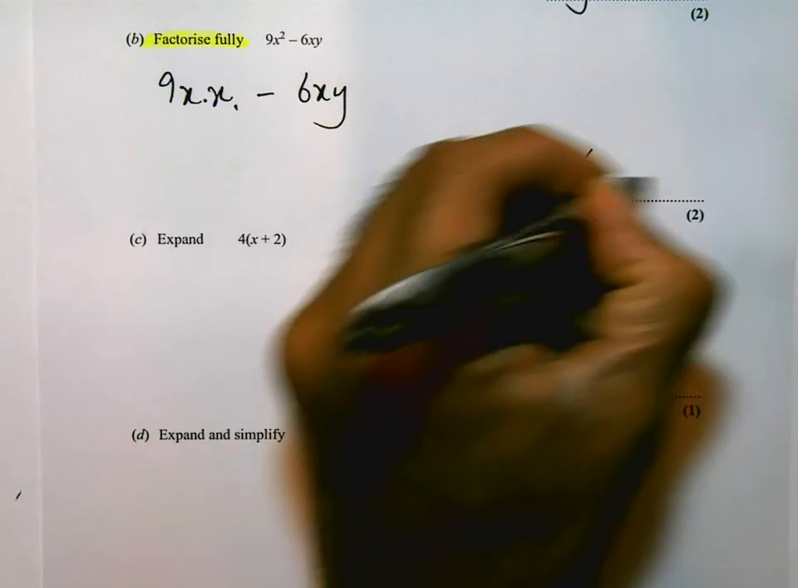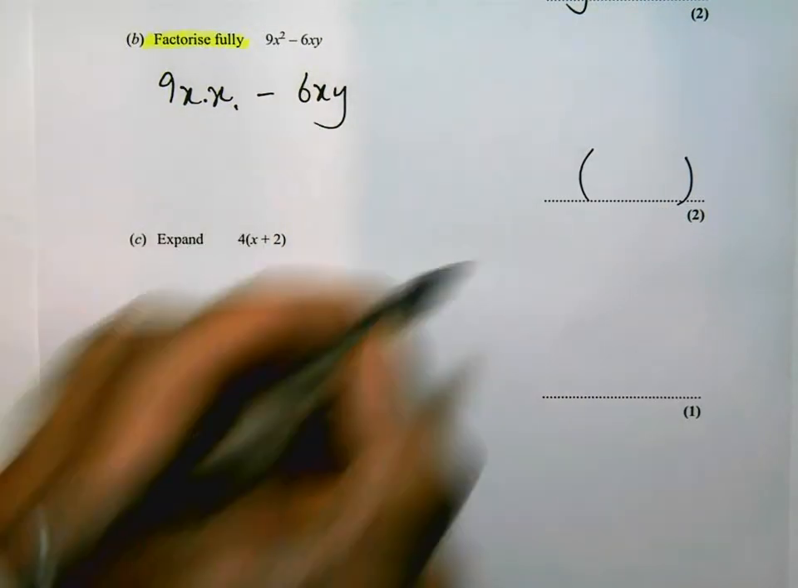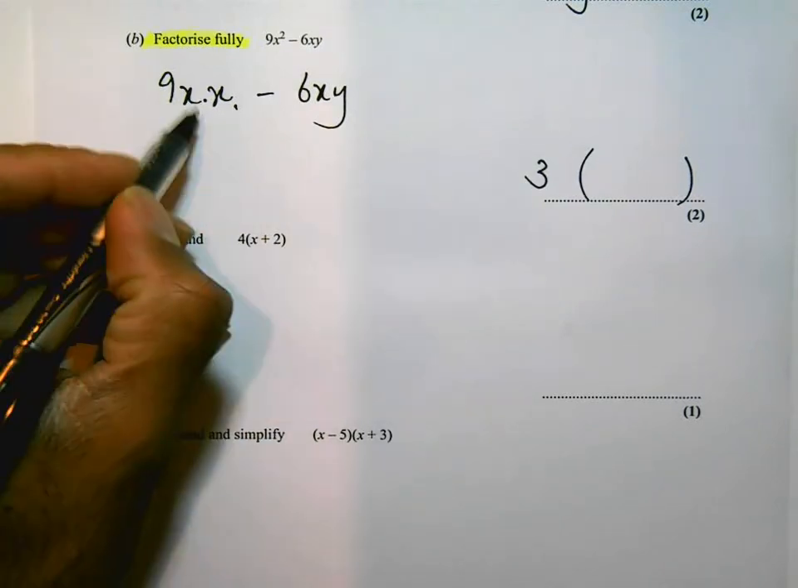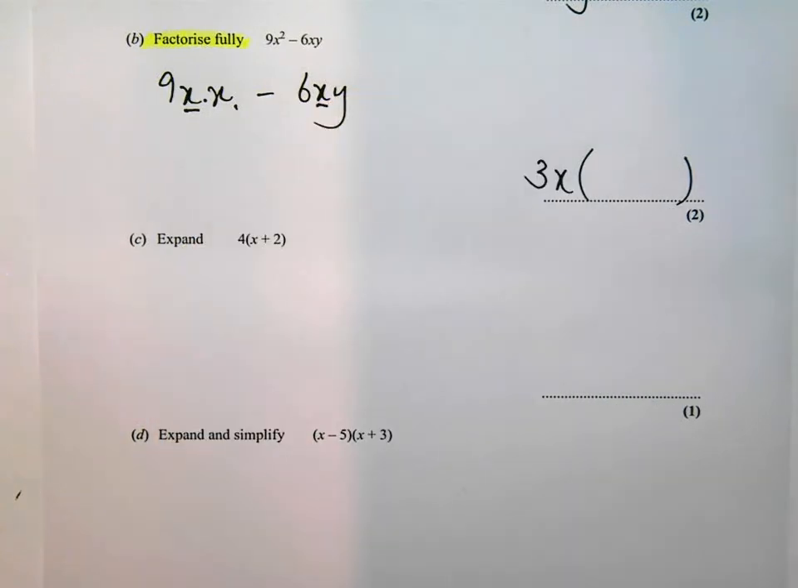What number could go into 9 and 6? Well, that's going to be 3. 3 can go into 9, 3 can go into 6. And what letter is common to both terms? Well, there's an x that is common to both terms, and I'm going to put that outside as well. So if I do that, that's fully factorized. I've taken everything out, all the letters that are common and the numbers that could go into 9 and 6.